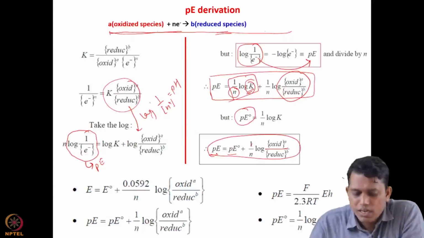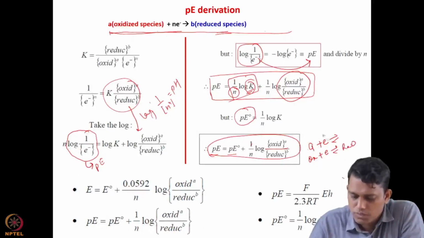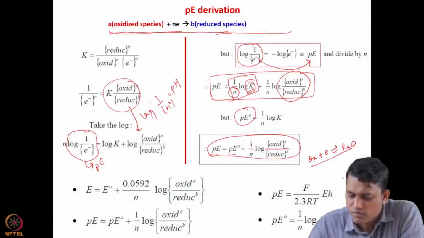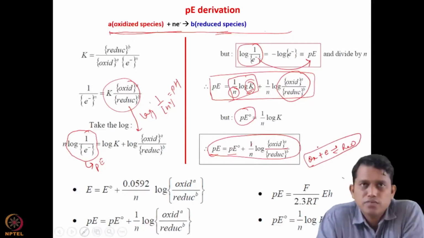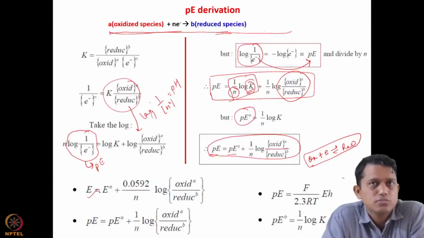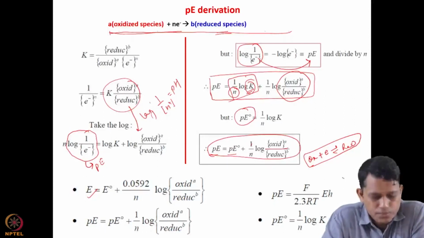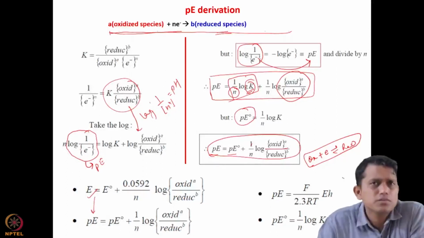And this we can write for any general equation having this kind of equilibrium, when your oxidized species takes the electron and gives some reduced species. For this kind of half cell reaction, we can write this kind of equation. Now the next equation we know is E is equal to E naught plus 0.0592 divided by n log of the oxidized species upon the concentration of the reduced species. And a very similar thing you can write for pE also. You can see pE is nothing but pE naught plus 1 upon n log of oxidized upon reduced species.